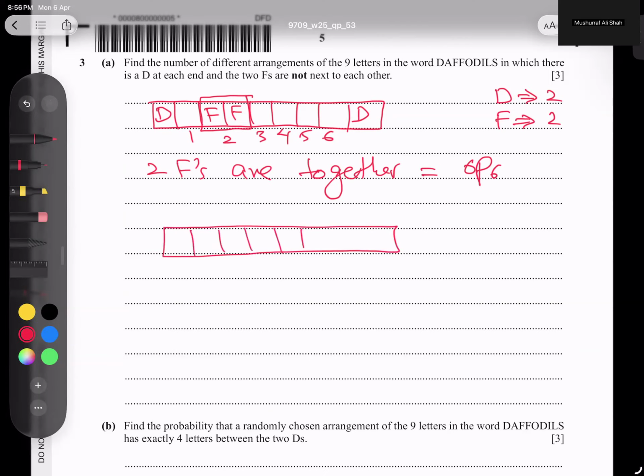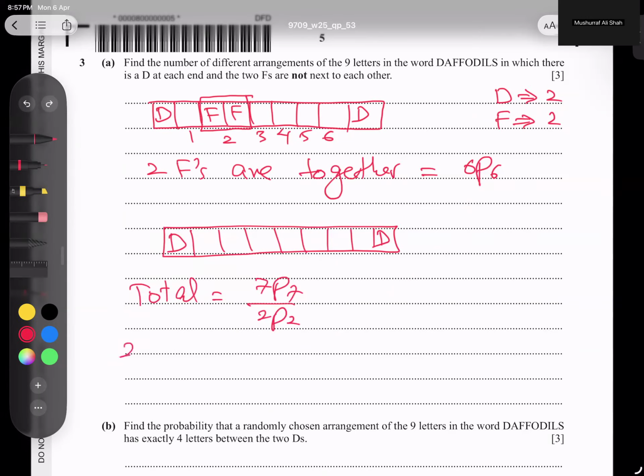1, 2, 3, 4, 5, 6, 7, 8. So D is at the start and the end. We are not caring about F in the middle. So it means the total values are 1, 2, 3, 4, 5, 6, 7. 7P7 when we say the two F's are not together. Not together means, sorry, total options we have. So 1, 2, 3, 4, 5, 6, 7. So 7P7 divided by 2P2. Why 2P2? Because the two F's are repeating, shuffling. And this is our total options.